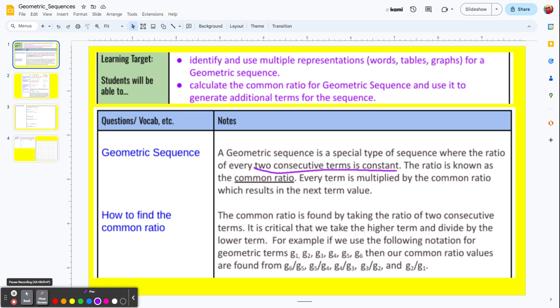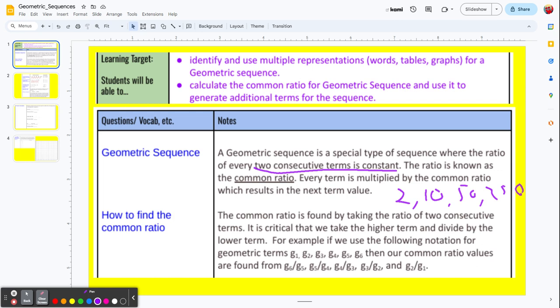So let's just do a quick example. Let's say our first term is 2 and our common ratio is 5. So what we do to generate the next number is we go 2 times 5 is 10. And then our next number is 10 times 5 is 50. And then our next number is 50 times 5, which is 250, and etc.